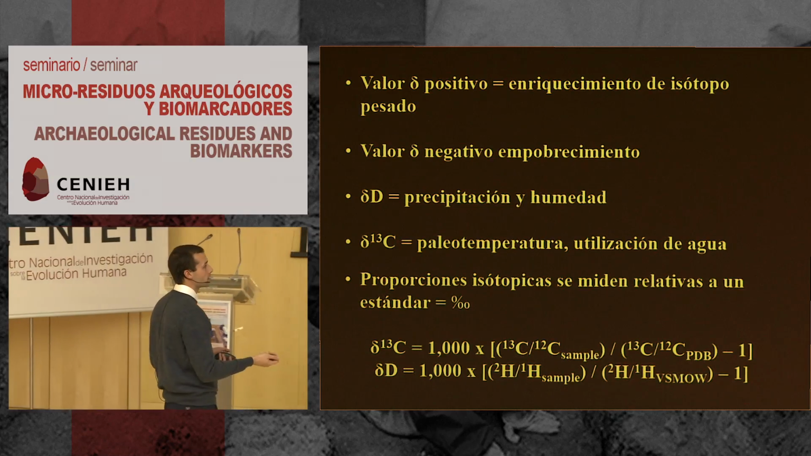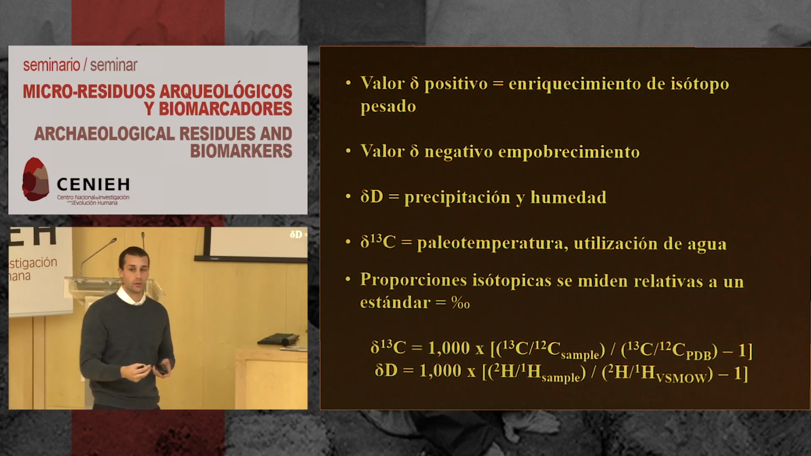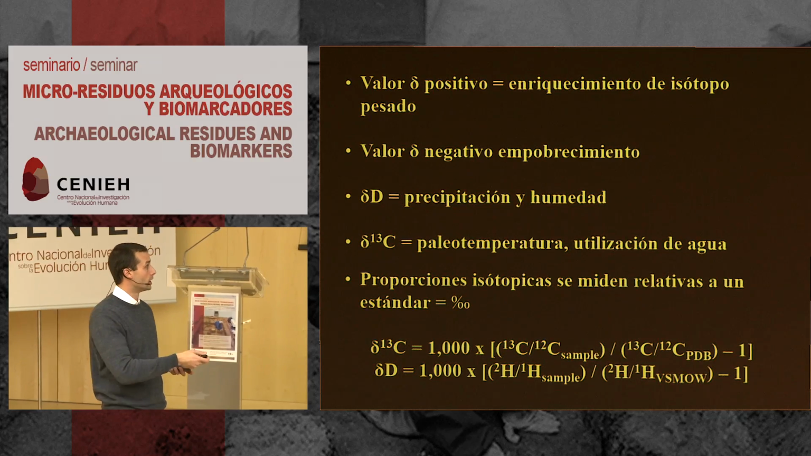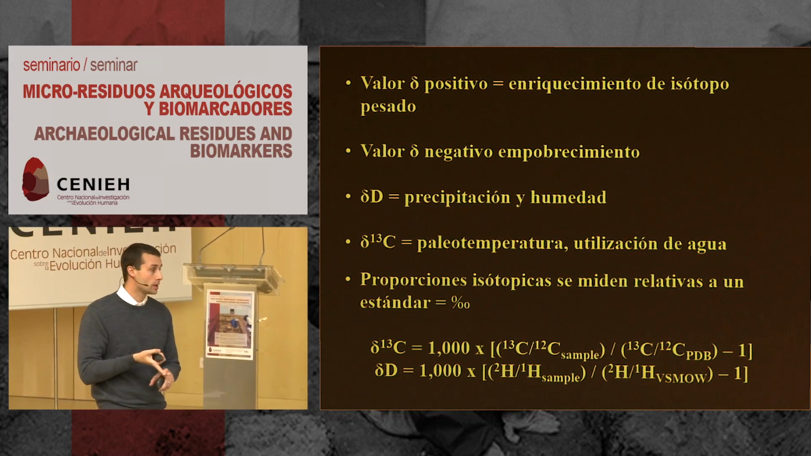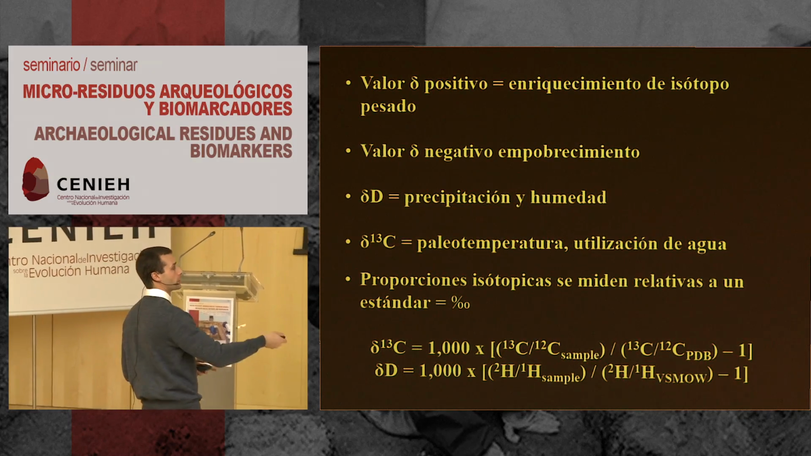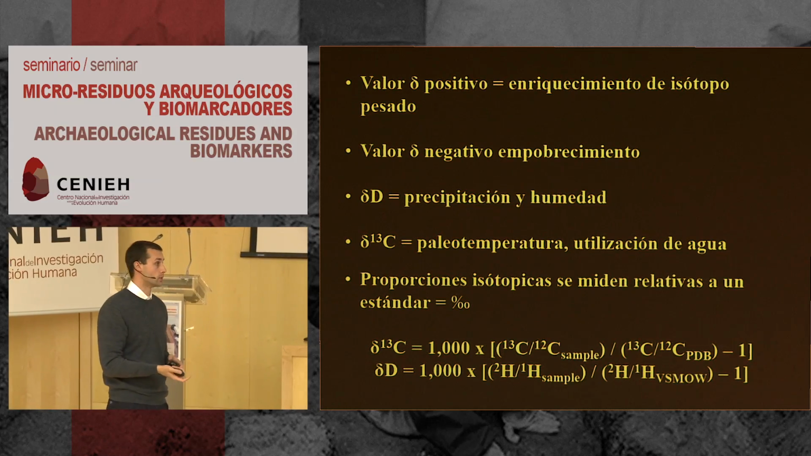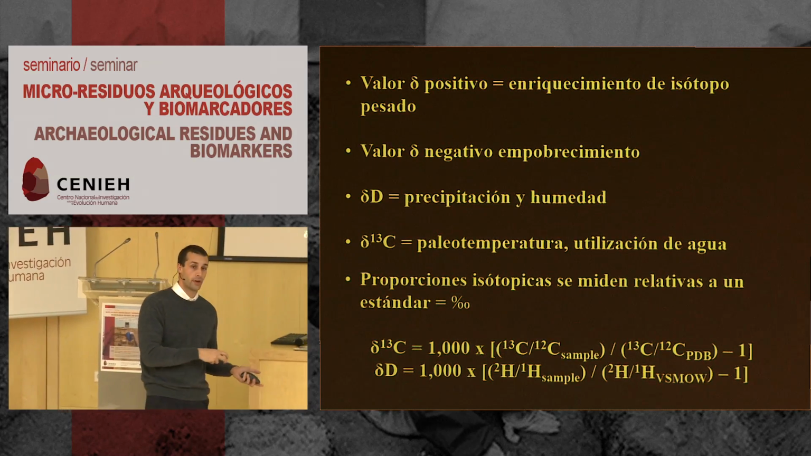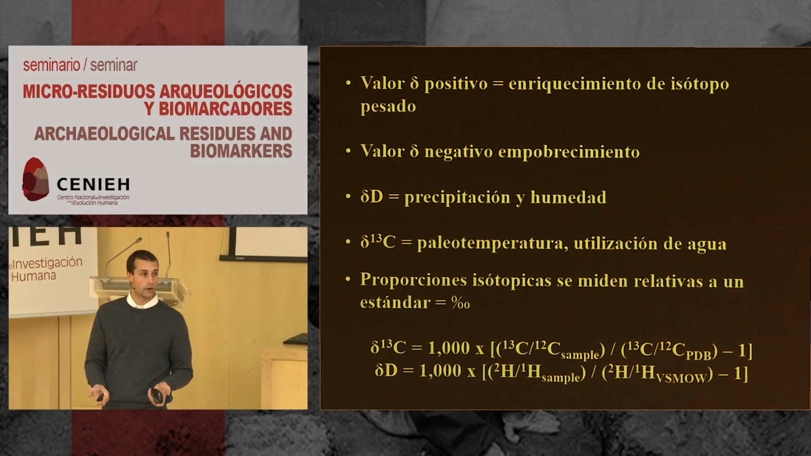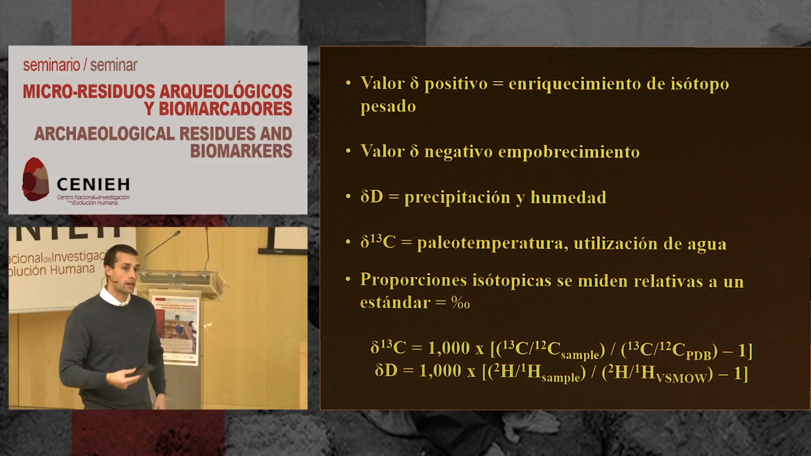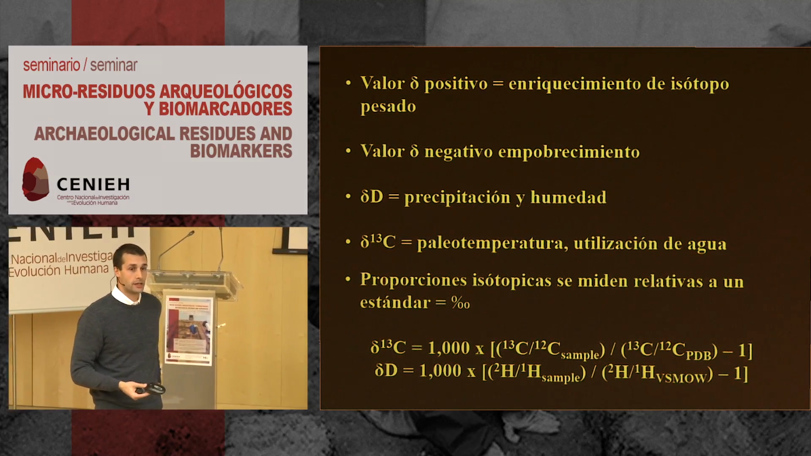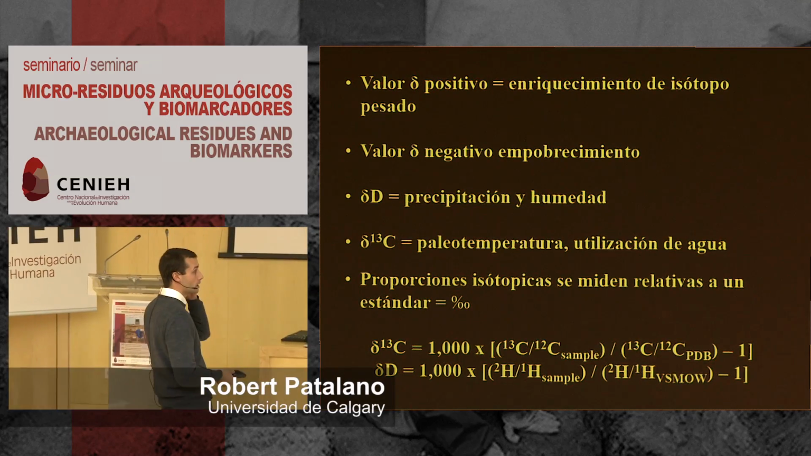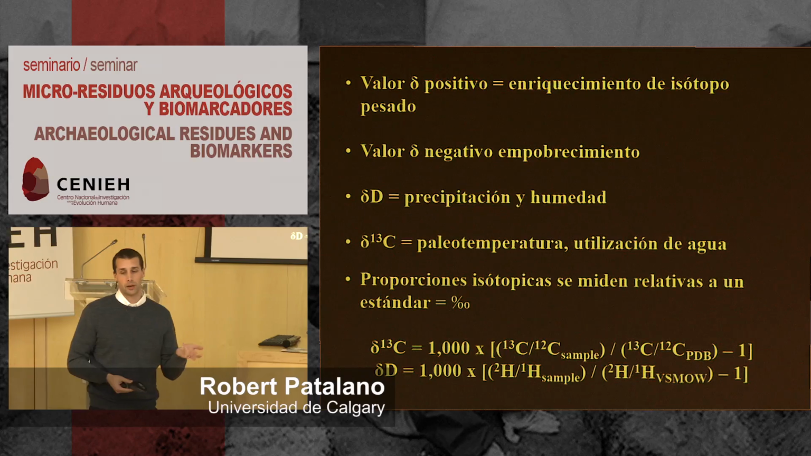And when we have a more positive value, that sample is enriched with the heavier isotope. So if you have something closer to 0, you're typically enriched with carbon-13 or hydrogen-2. Typically our values are in the negative range, so the more negative the value, the more enriched we are with the lighter isotope. And this is all relative to a standard. The standard for hydrogen is Vienna Standard Mean Ocean Water, whereas carbon is PDB belemnite.